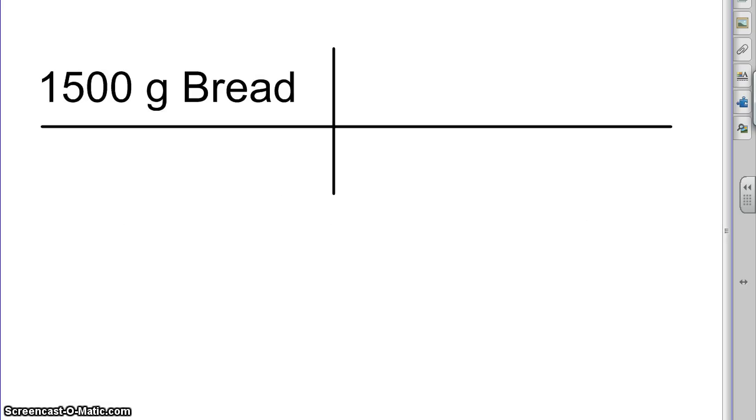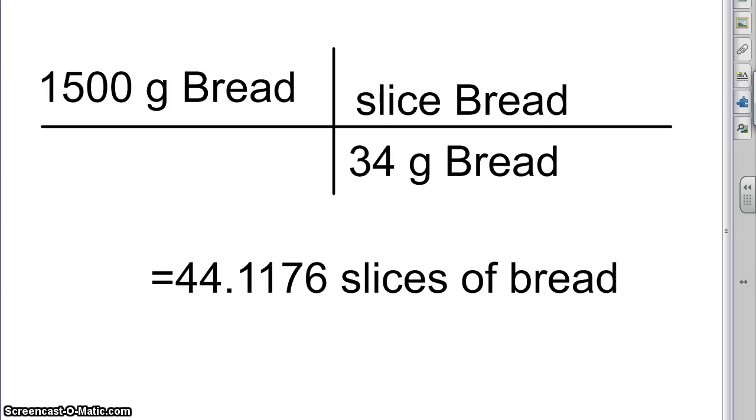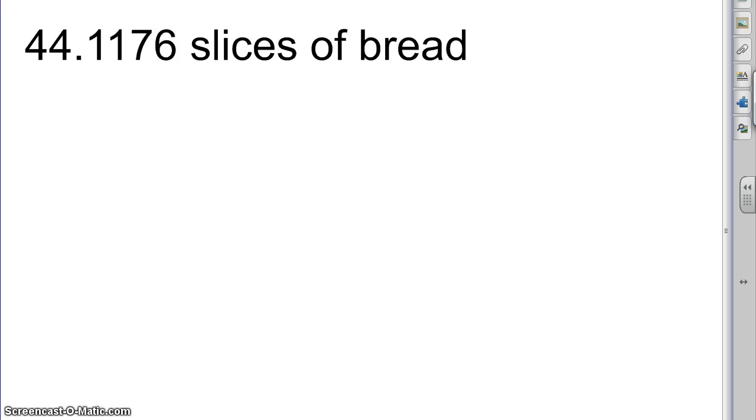So what are we going to do with that? Well, let's go ahead and do a conversion. We have 1,500 grams of bread, and for our conversion factor, we're going to put grams of bread on the bottom: 34, the number we just got, 34 grams of bread per one slice of bread. Grams of bread cancels. We're left with slices of bread. 1,500 divided by 34, you get 44 point something slices of bread. So that's how many slices of bread we have.